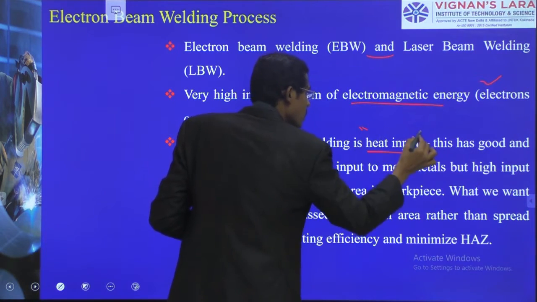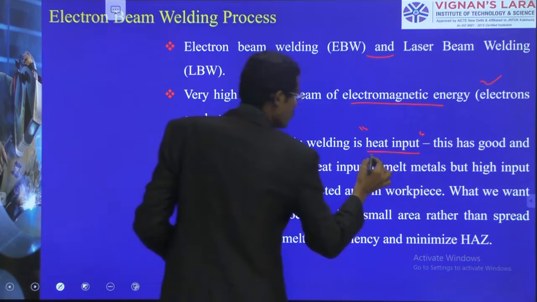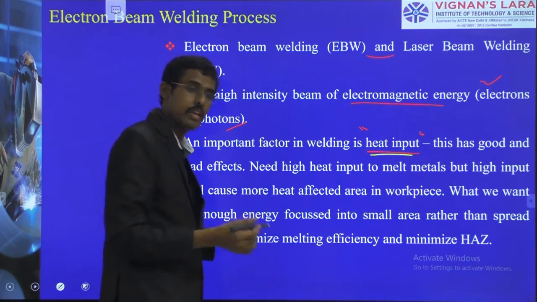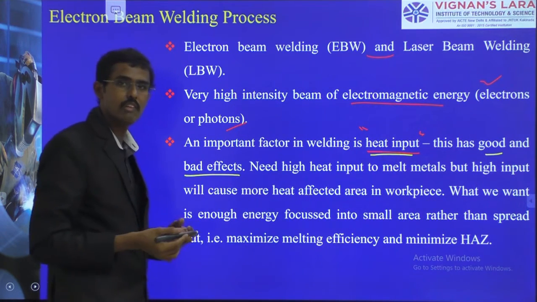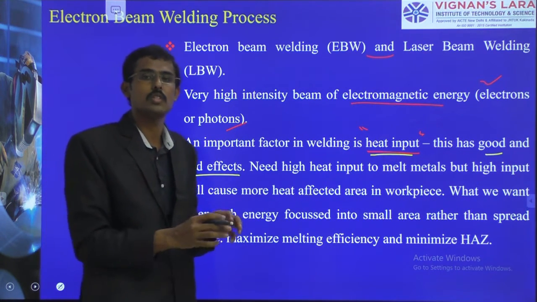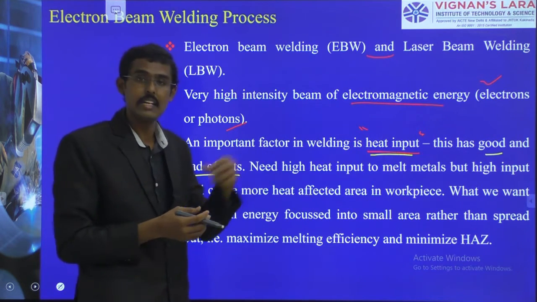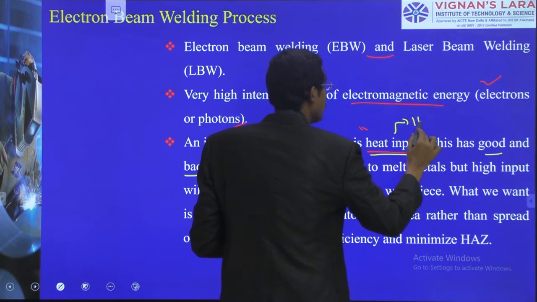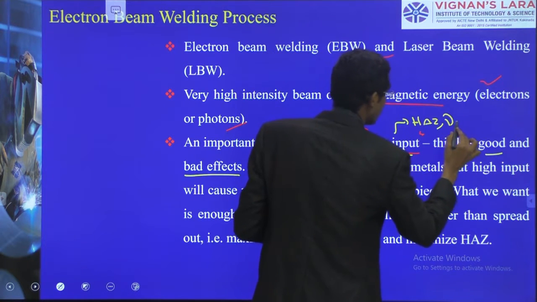An important factor in welding is heat input, that we know. We need a heat input to melt the workpieces. This may have a good or bad effect. What is the good effect? The good effect is melting, depositing and penetration. What is the bad effect? Due to this high heat input, there is a chance of creating a high heat affected zone, and distortions will also happen.